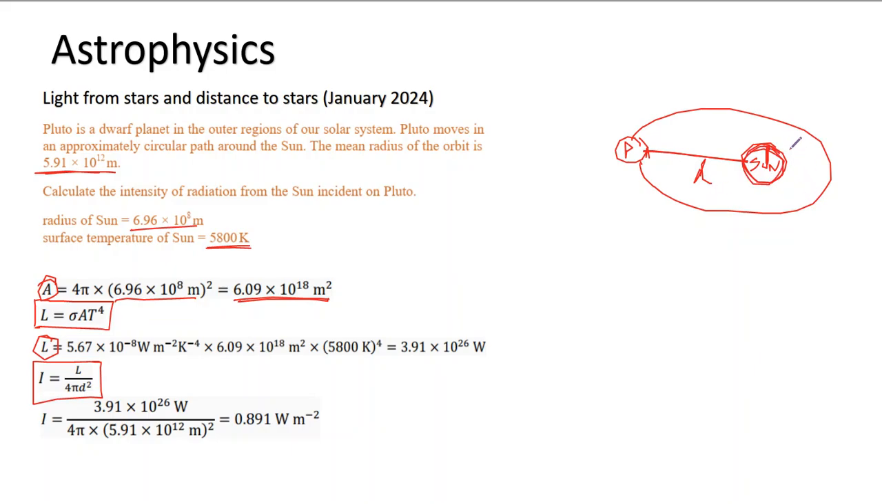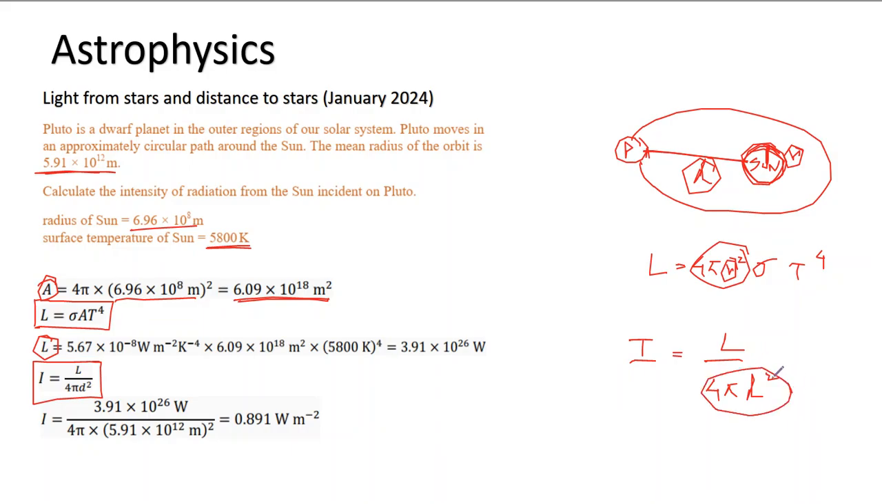So here, this is R. L equals, the full equation is 4 pi R squared sigma T to the power 4, and for intensity it's L by 4 pi D squared. This is the D we use for intensity, and this is the R we use for luminosity. I see a lot of students getting confused with this D and R because you have 4 pi R squared and 4 pi D squared here. They find this a bit confusing.